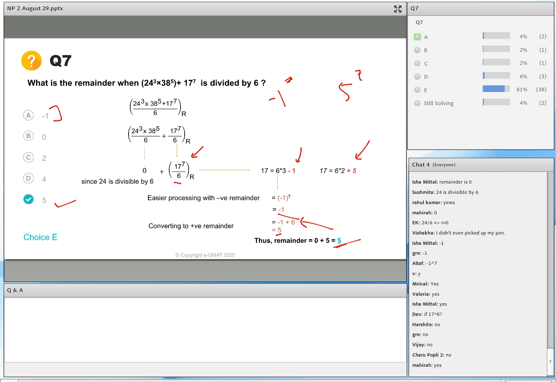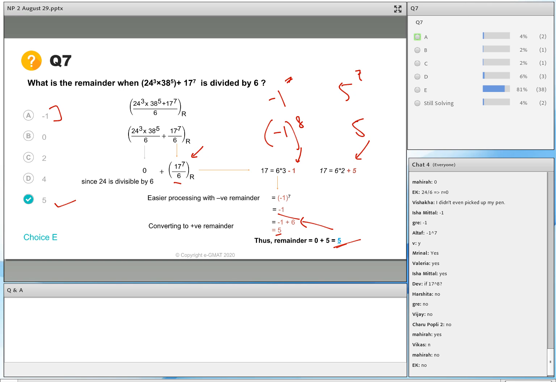If 17 to the power 8, very good question. In that case, what would I have? I would have a minus 1 to the power 8 and a 5 to the power 8. Again, you definitely don't want to calculate 5 to the power 8, right? You would want to calculate minus 1 to the power 8. What would be the value of minus 1 to the power an even number? 1 itself. So the final answer in that case directly becomes 1. I don't have to add the divisor because the final remainder is a positive remainder, right? Is this clear to all of you guys? Had the power of 17 been 8, the answer would have been 1. Is this clear to all of you?